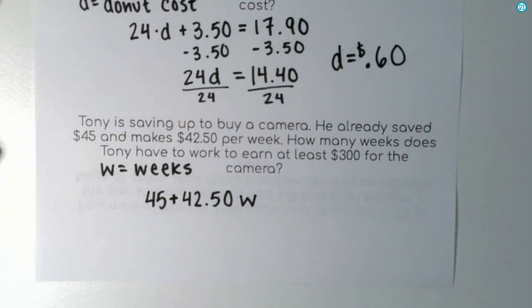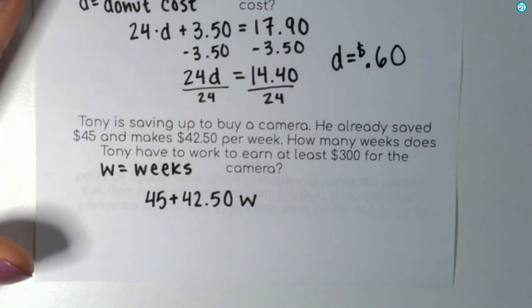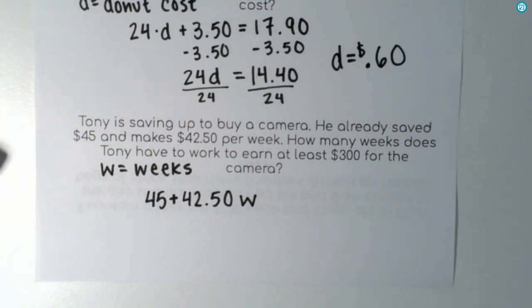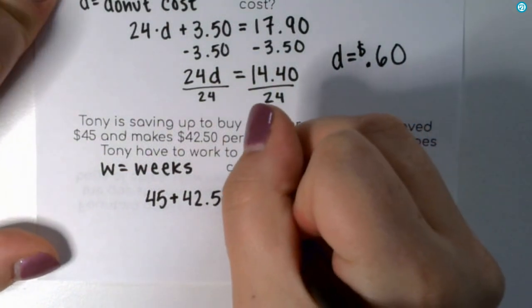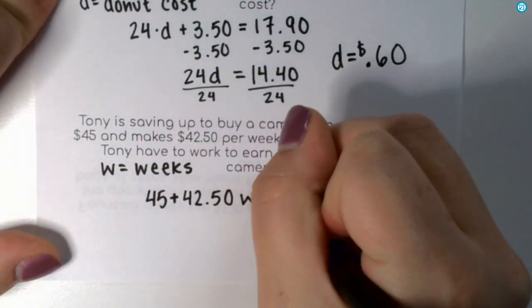We want to know when he's going to have at least $300. So at least, we are going to write an inequality. If he needs at least $300, he needs exactly $300 or more. So that is going to be greater than or equal to 300.